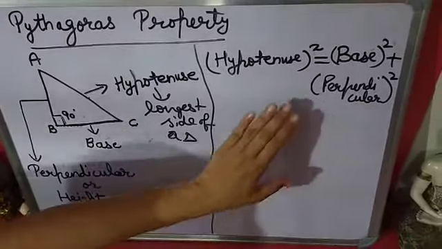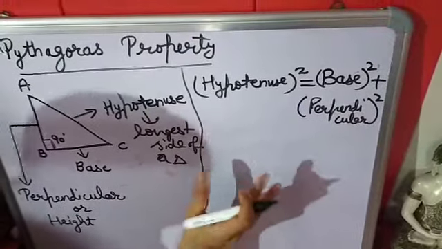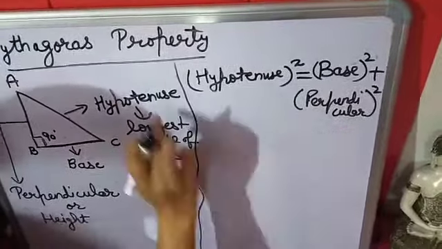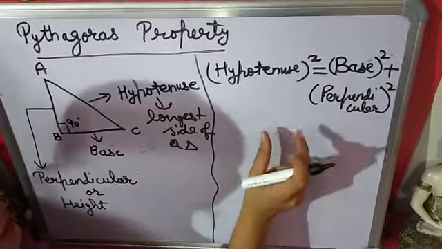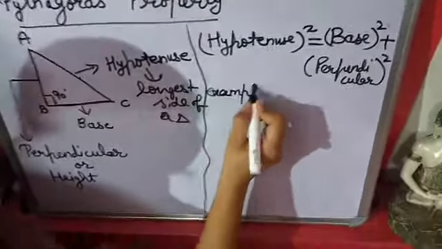Okay, using this property you have to find the sides of these triangles. In a question, two sides will be given to you. You have to find the third side. So we will use this Pythagoras property. Now we are starting the question. Okay, I can give you one example here also. Like in an example, there is a right angle triangle.